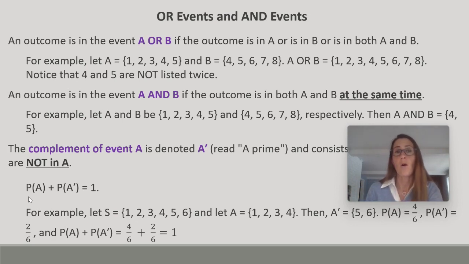One thing also to know about OR and AND events: ORs tend to have more things in them because you're putting two events, or maybe multiple events, together, whereas A and B events tend to be smaller because you're just taking what overlaps between them.